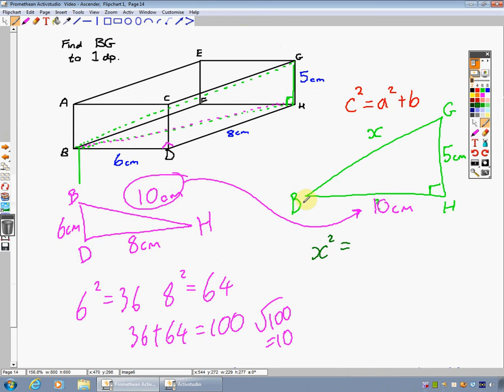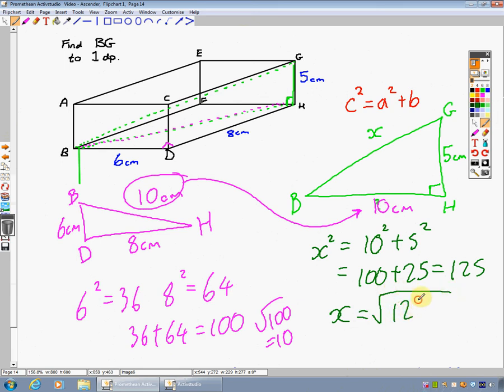I want X on its own, so X is going to be the square root of 125, which is 11.180339989. Rounding that to one decimal place, it's actually going to go up, so 11.2 to one decimal place. And we're talking centimeters, don't forget our units.